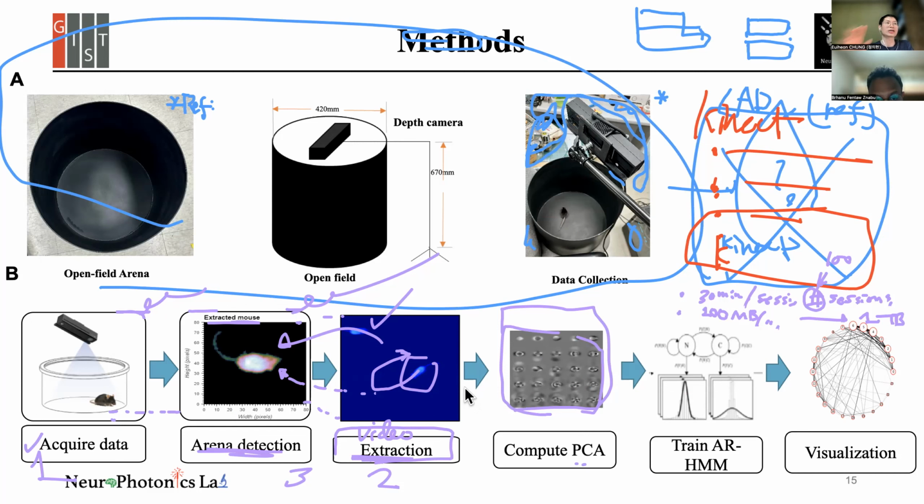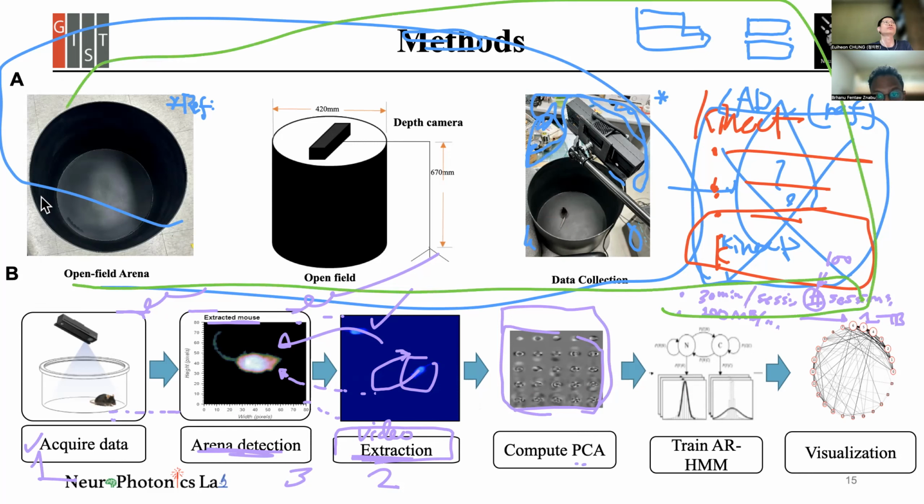So Brano, it's very confusing. I think you should make this one into 2 slides. One slide, top one, is about the 3D camera and behavior open field test. That's one slide. The second slide is about data processing. Okay.